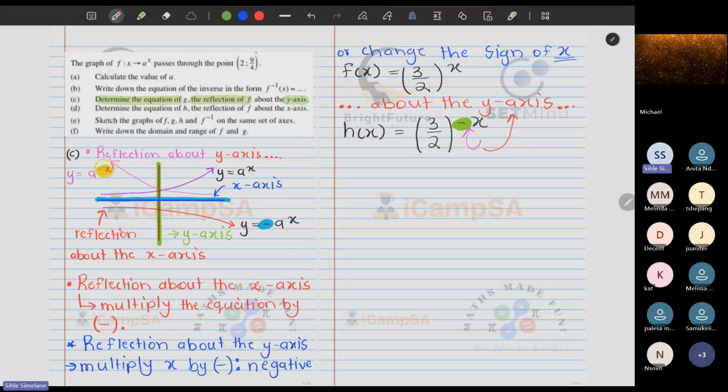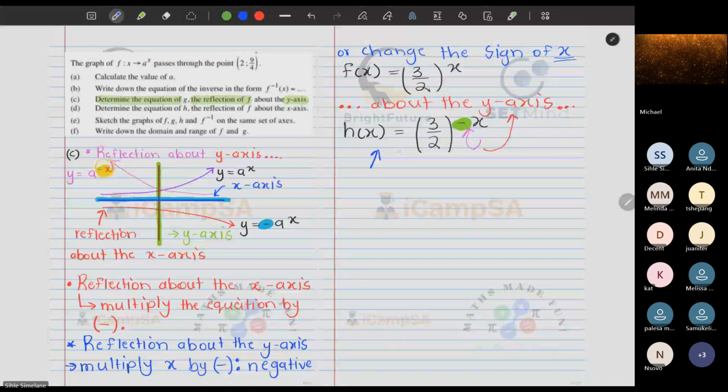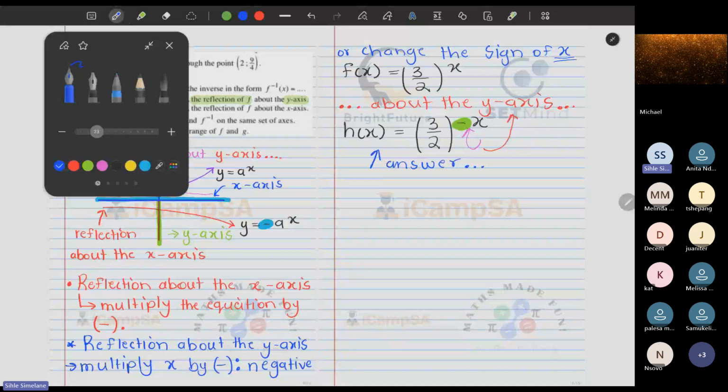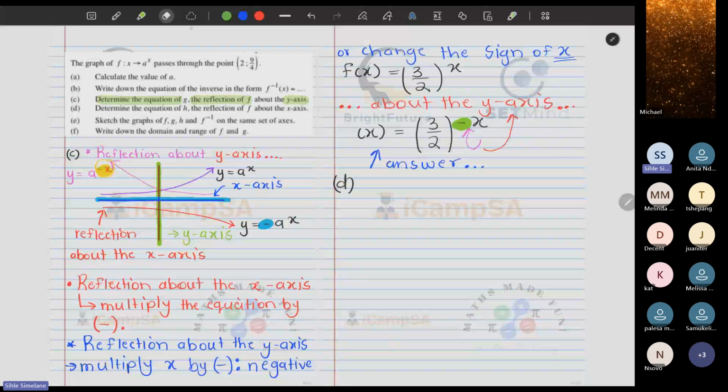Okay, so let me have a look at C. Determine the equation of G, the reflection of F about the y-axis. Okay, done with that, guys. This is our answer here. And if we want, we can simplify this a bit, but I'm not going to go there. There's no need for that. Then let's go to D now. So for D, they say determine the equation. This is supposed to be G of x.